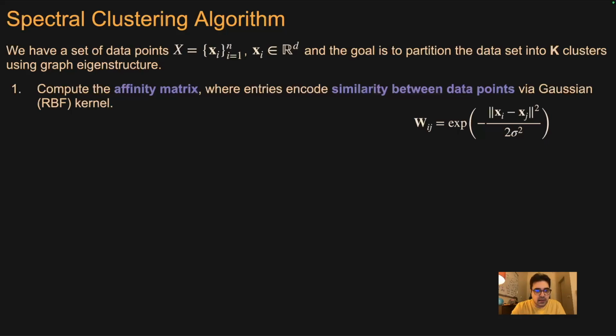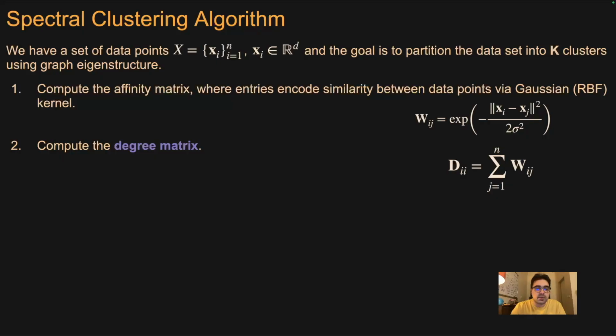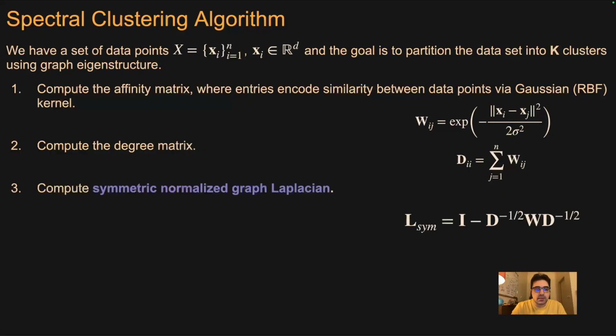Then, based on the affinity matrix, which can be regarded as a fully connected weighted graph, we are going to compute its degree matrix, which is a diagonal matrix where the entry for each node is the sum of all incoming weights to that node. Then we compute the normalized graph Laplacian using the affinity and degree matrices.